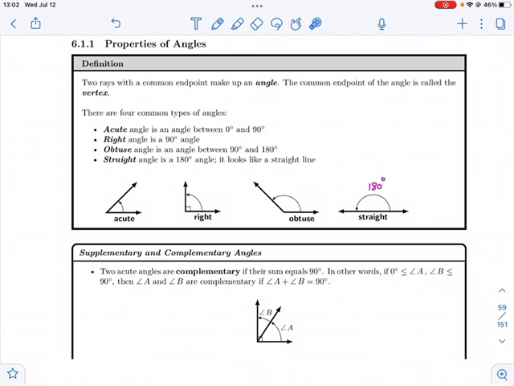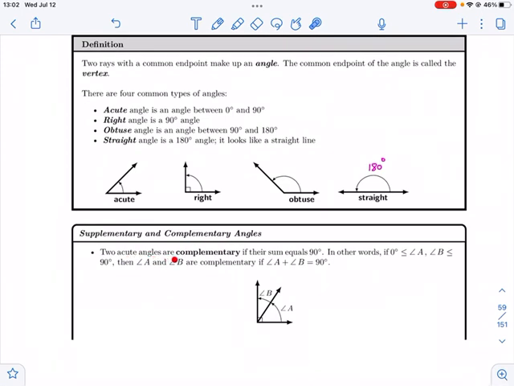Now, we have what's called supplementary and complementary angles. Two acute angles are complementary if their sum equals 90. So if we have two angles like this and the sum of them is 90 degrees, then we call them complementary. They complete each other to 90. In other words, if we have angle A and angle B between 0 and 90, then they are complementary if their sum is 90 degrees.